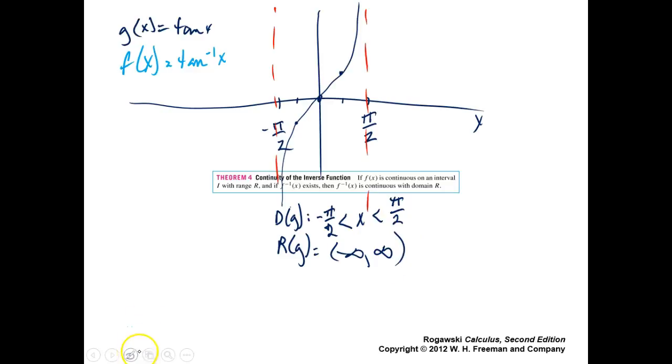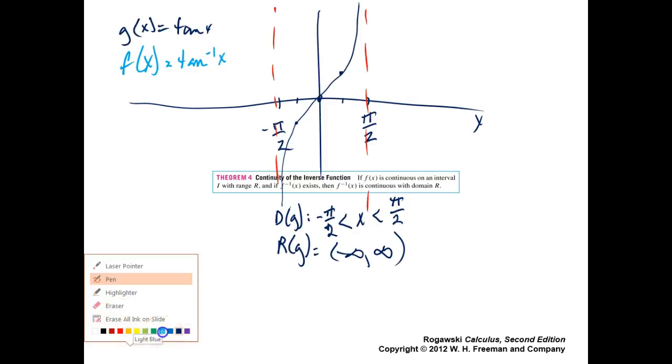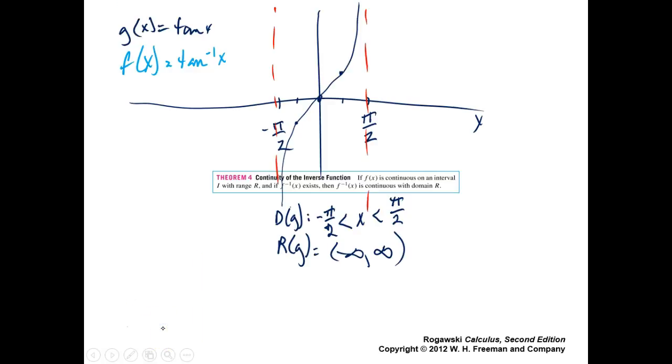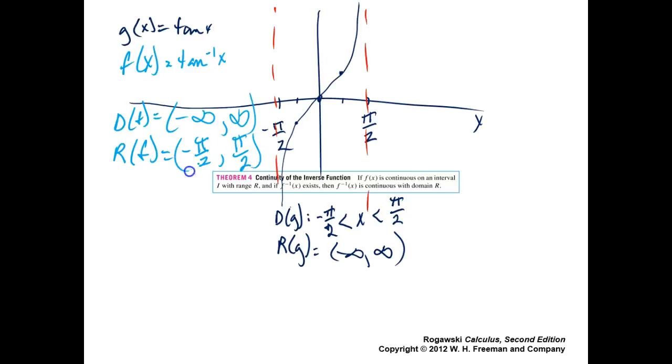Now, let's go back to our baby blue. And one of the first things, and this is what the theorem says, the domain of f, the inverse function, is now what the range of the other was. That's negative infinity to infinity. But the range of f, that's now negative pi halves to pi halves. I don't like writing that one that way, but it's just easy to write. Okay? So that means we come up here.